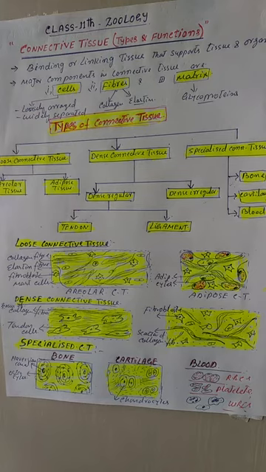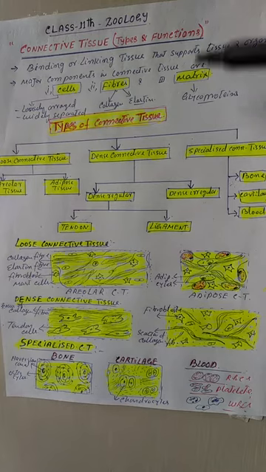My today's topic is the connective tissue, its types and functions. As the name suggests, the connective tissue is basically a binding or linking tissue that links the different organs together and supports them. It is the most abundant and widely distributed tissue in an animal body.